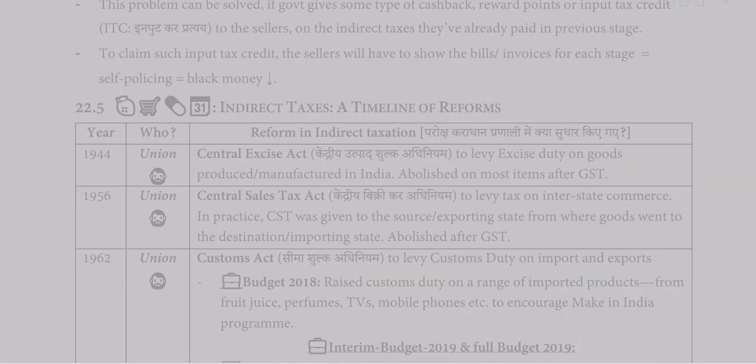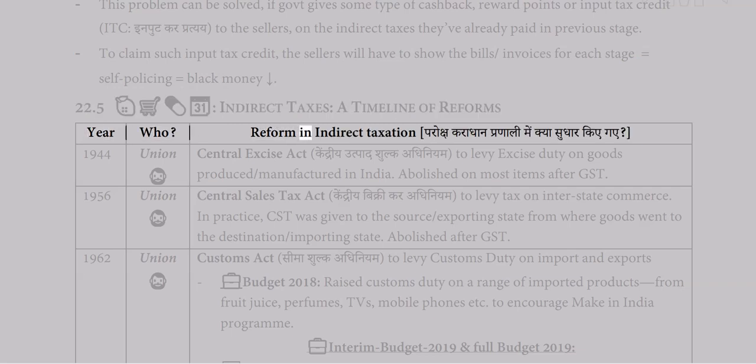This problem can be solved if the government gives some type of cashback, reward points or input tax credit, ITC, to the sellers on the indirect taxes they've already paid in the previous stage. To claim such input tax credit, the sellers will have to show the bills and invoices for each stage, equals self-policing, equals less black money.